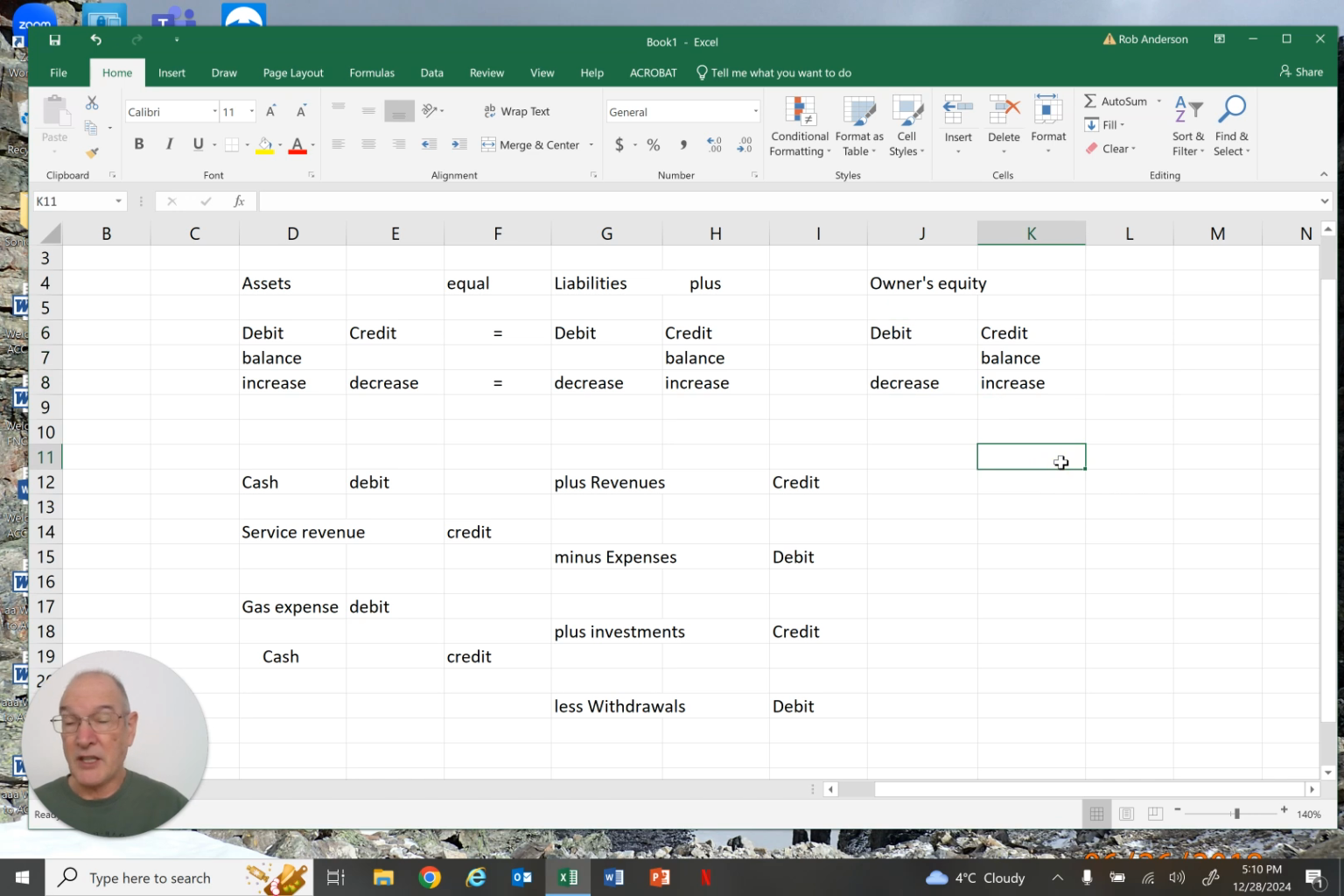So that's a look at the expanded accounting equation. And as I mentioned, in a future video, we're going to do lots of practice so that you can become more adept at preparing journal entries and figuring them out.